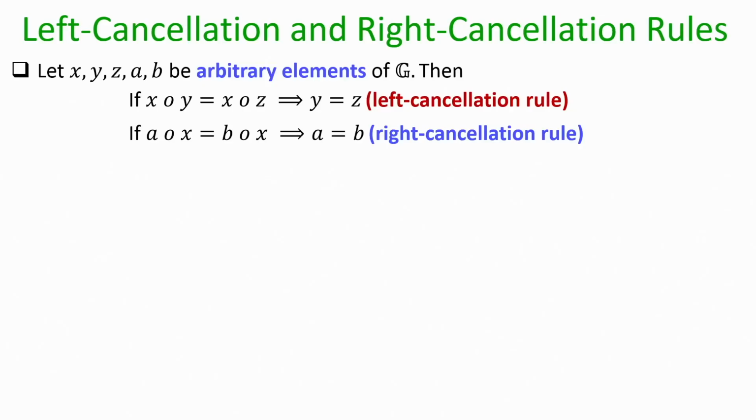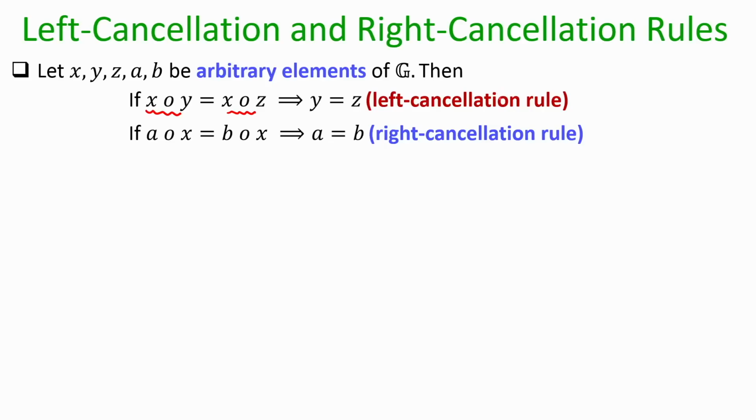Okay. So, now let us derive some nice properties that are true for any abstract group. The first property that I am going to derive are the left cancellation rule and the right cancellation rule. The left cancellation rule says the following: if you take any arbitrary group elements x, y, z from the group, and if it is the case that x operation y is the same as x operation z, then I can conclude that y is equal to z, and this is called the left cancellation rule.